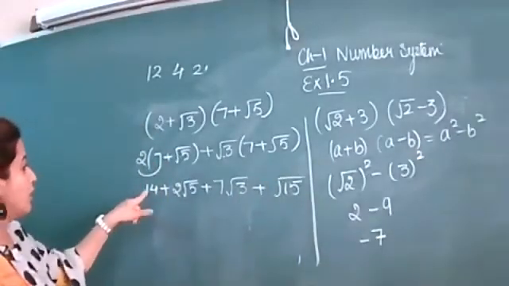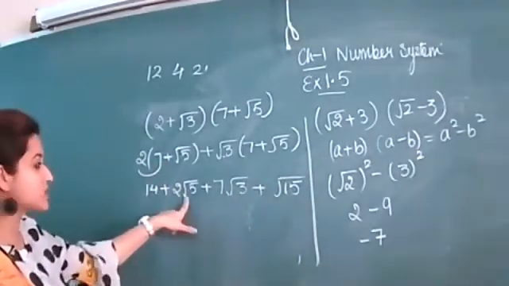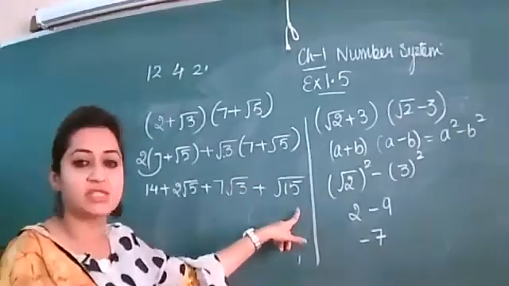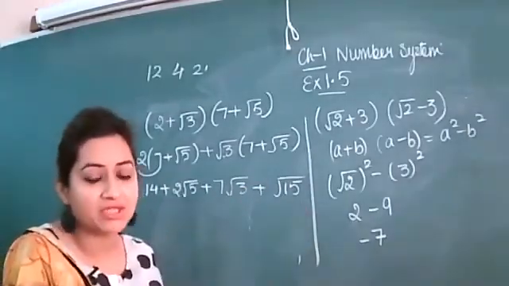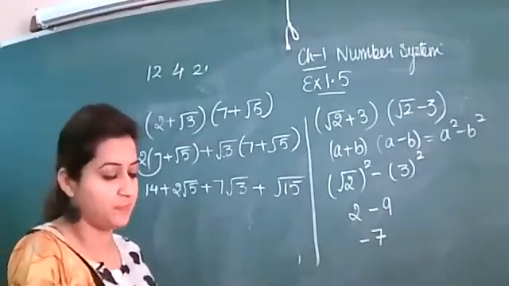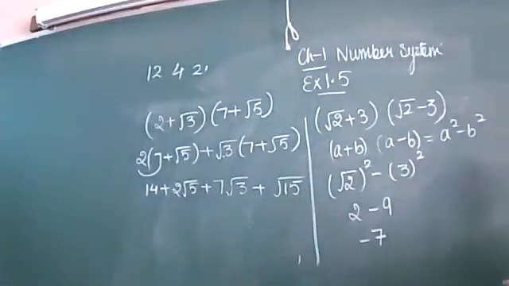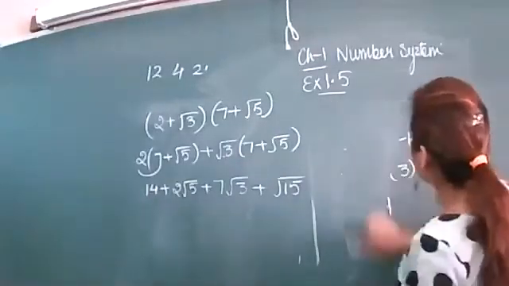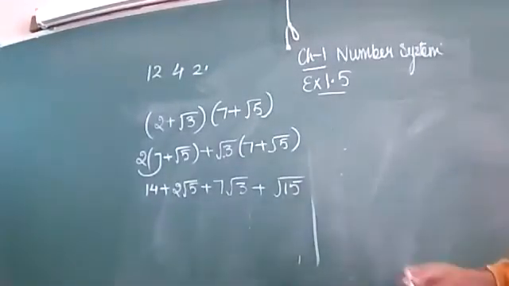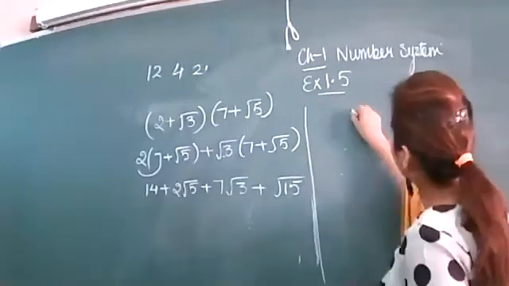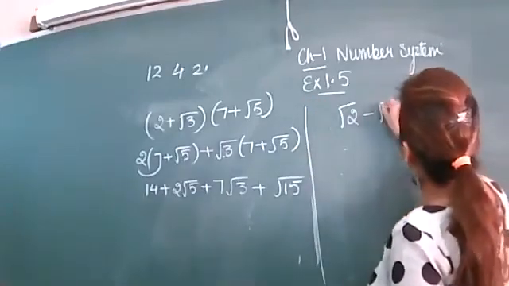Clear? Now, this is your constant. This is root 5, this is root 3, this is root 15. No one is a like term, so this will be your answer. Got it? One more example. These all examples we have already discussed, but I just want to give you a quick recap, so that if you have any doubt, I can clear your doubt.